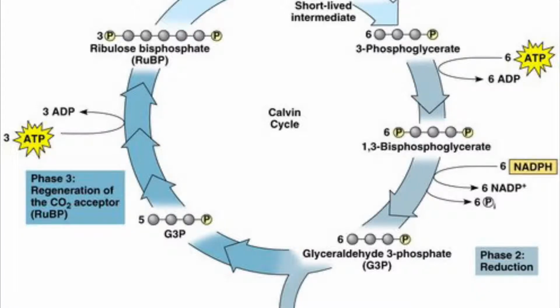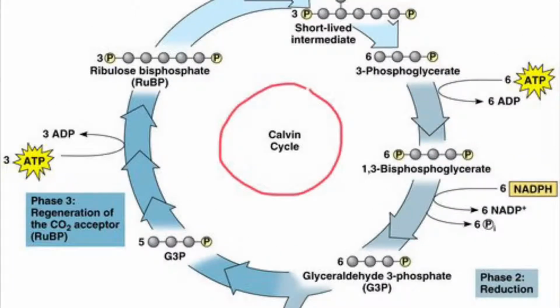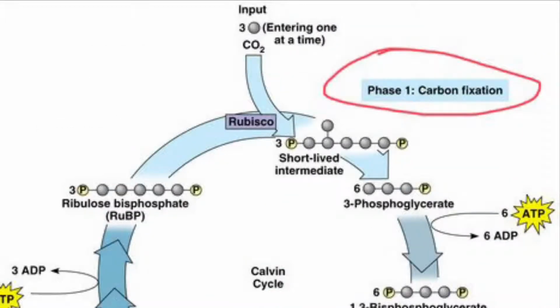The second part of photosynthesis is the dark reaction, also known as the Calvin cycle, which is located in the stroma, and no light is needed. Instead, you use ATP and NADPH to produce energy molecules. There are three phases of the Calvin cycle. The first is known as carbon fixation.